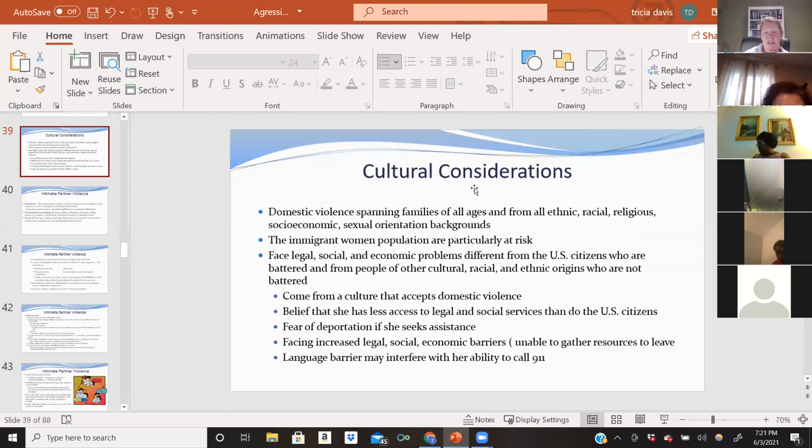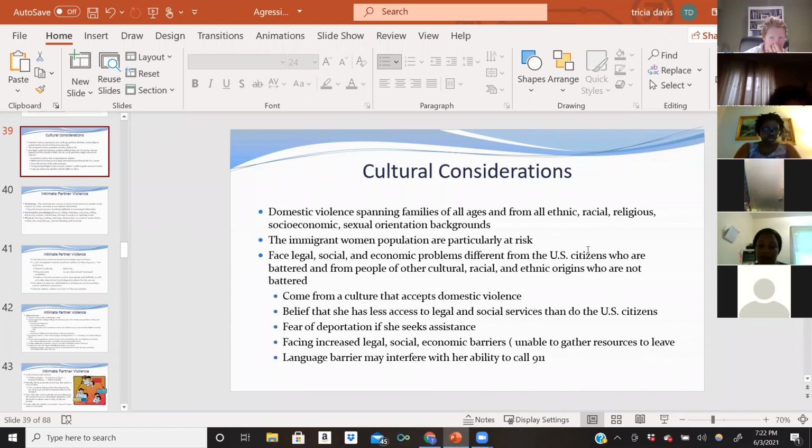So we have cultural considerations. We said that domestic violence can span across all ages and all ethnicities, all different races, religions, socioeconomic statuses, and sexual orientation backgrounds. It doesn't discriminate, but immigrant women are particularly at risk. They are more at risk because they have different legal, social, and economic problems than people in the United States who are battered, and from other cultural, racial, and ethnic origins who are not battered.